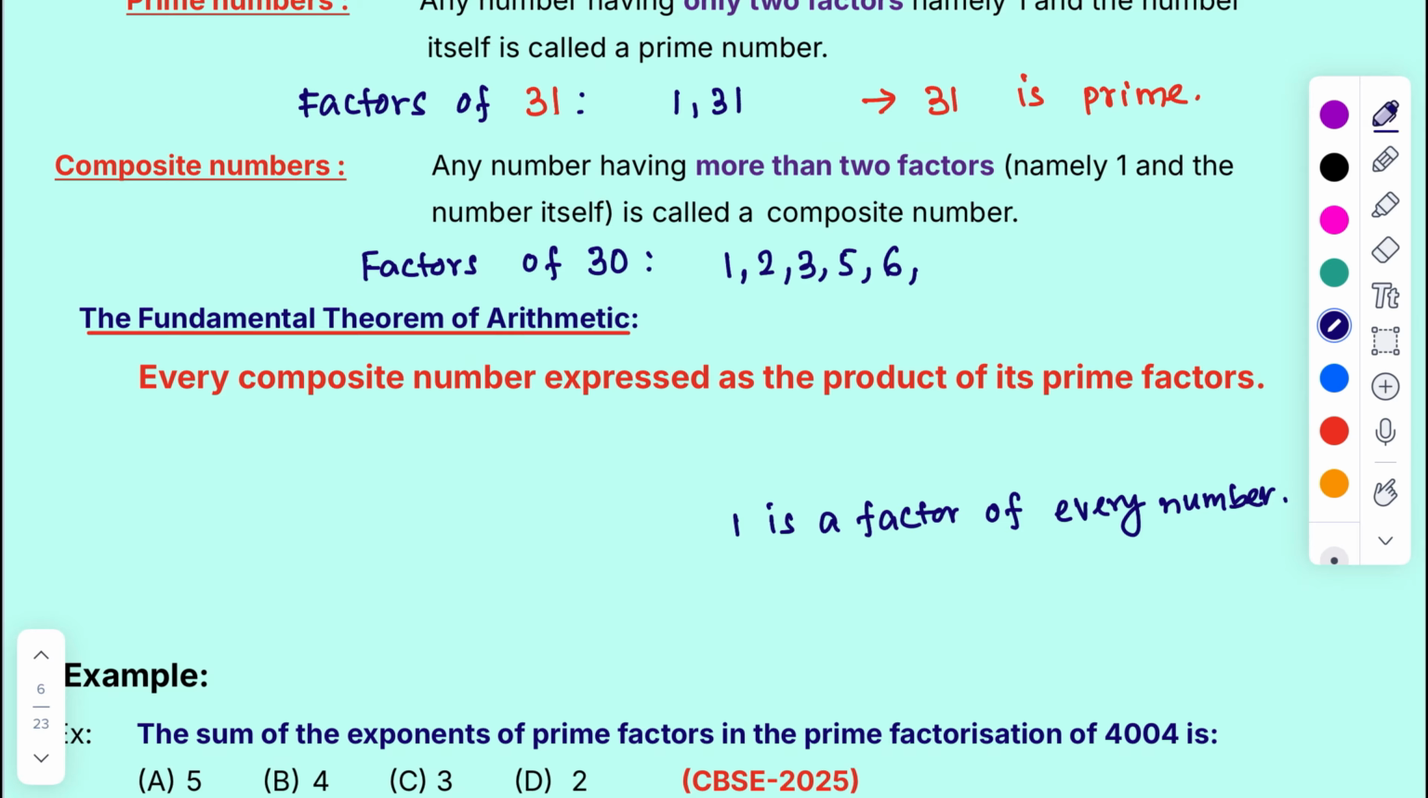Apart from 1 and 30, it has other factors. So it is a composite number. So hence it is composite. 30 is a composite number.